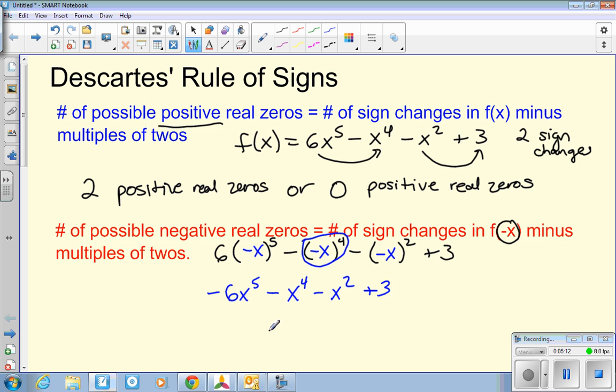So now let's count our sign changes. No sign change, no sign change, one sign change. Because there's one sign change here, we have one negative real root.